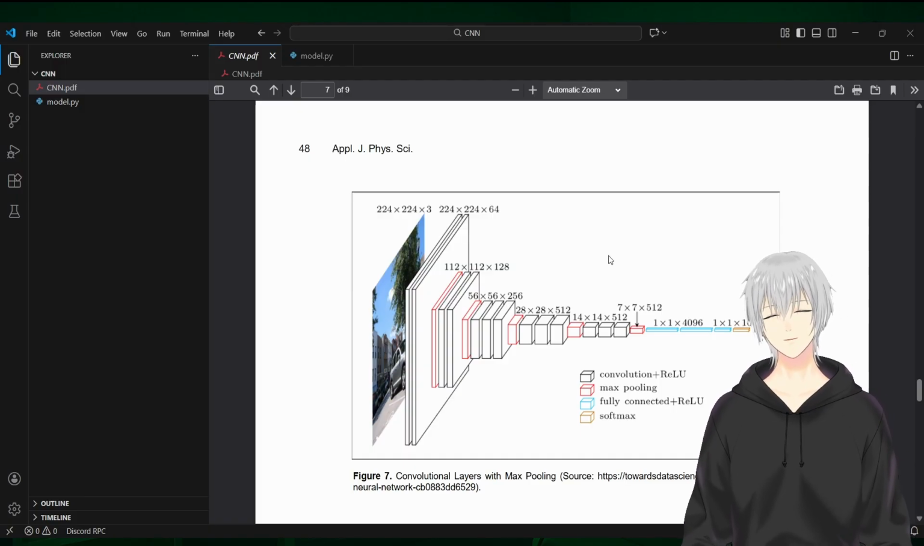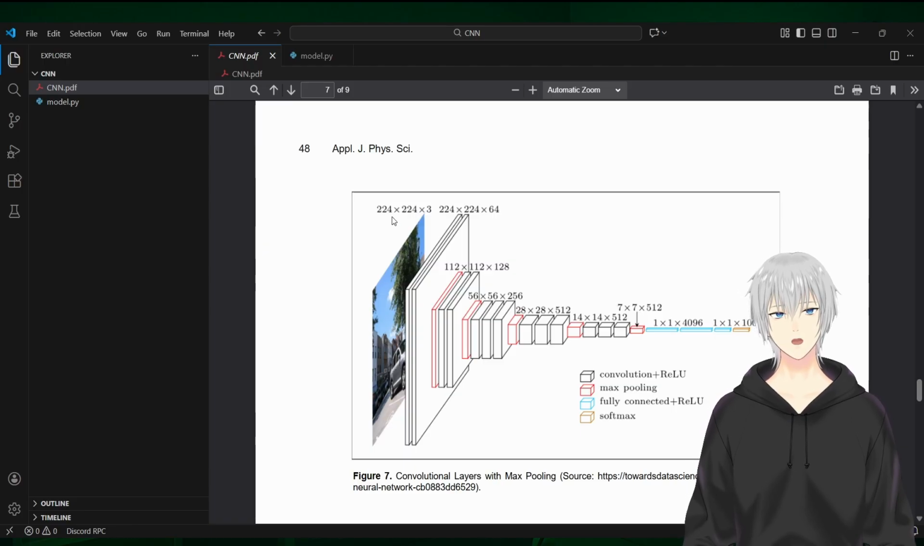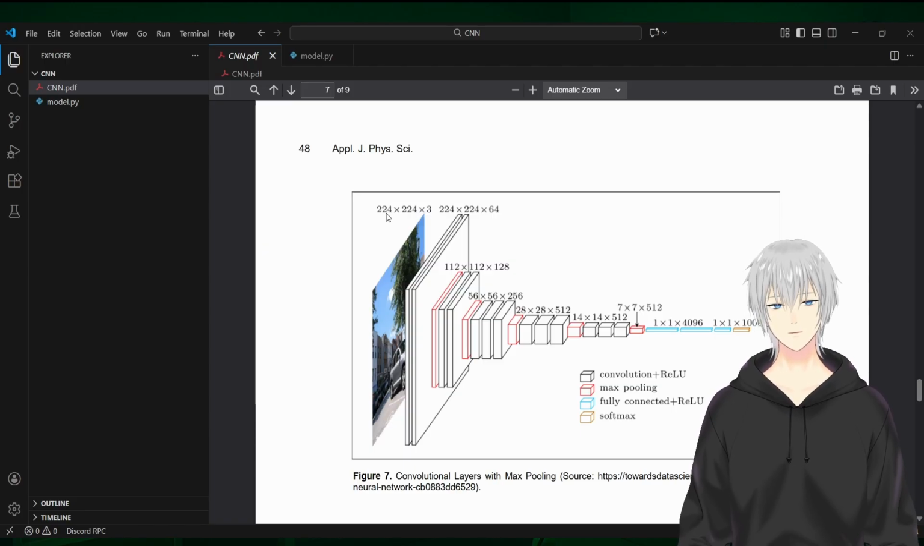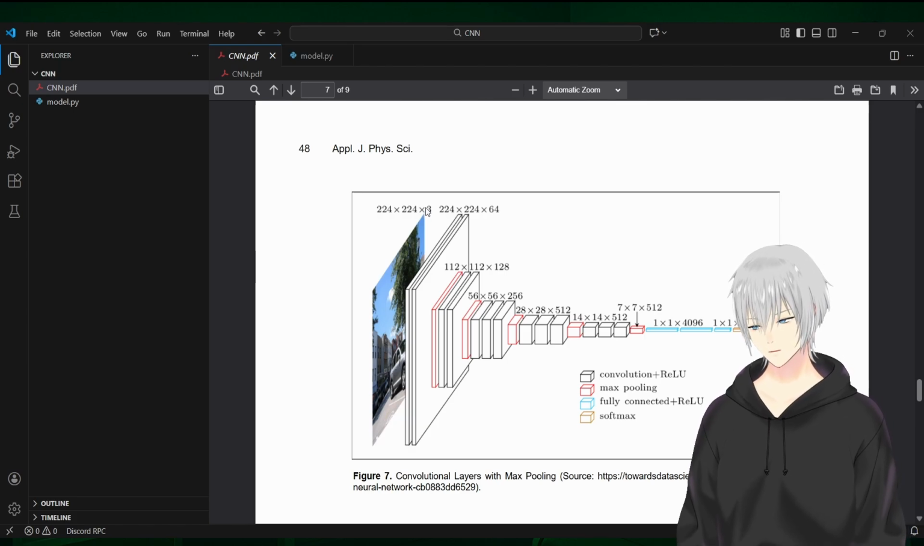So we have a beautiful car, and that's HX house in the background. We have his house right there and his car right here. And what the heck is this? Okay, so the image is 224 by 224 pixels, and the 3 means that it is in RGB, red, green, blue.